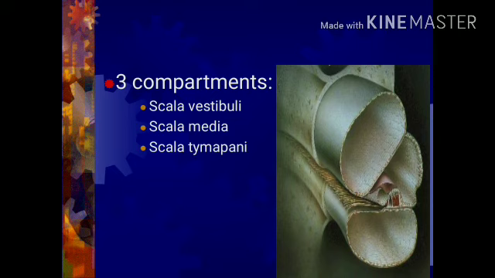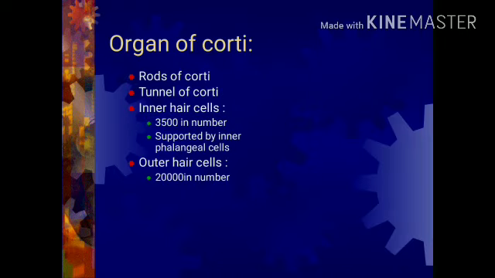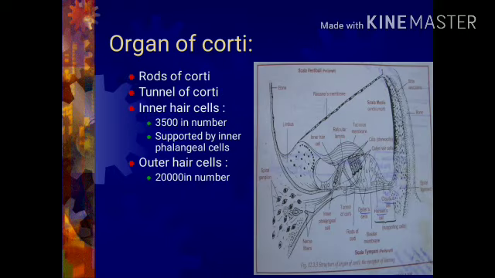The organ of Corti is the receptor for hearing and it is located on the basilar membrane. Structure: you can see here, it has two rods of Corti, and in between these rods of Corti there is a tunnel of Corti. It has inner and outer hair cells. Inner hair cells are 3500 in number and they are supported by inner phalangeal cells. Outer hair cells are 20,000 in number and supported by Deiters cells.